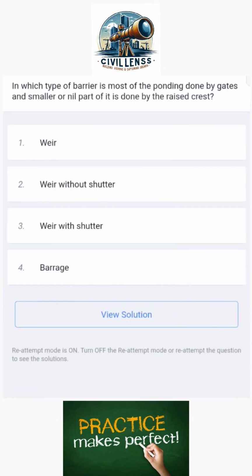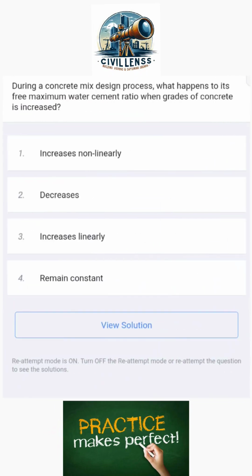In which type of barrier is most of the ponding done by gates and a smaller or nil part of it is done by the raised crust? It's barrage. During the concrete mix design process, what happens to the free maximum water cement ratio when the grade of concrete is increased? The water cement ratio decreases.